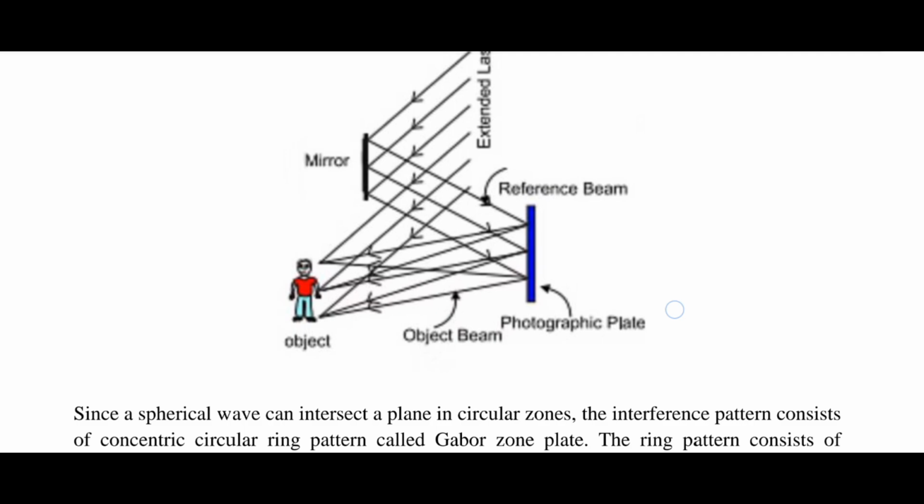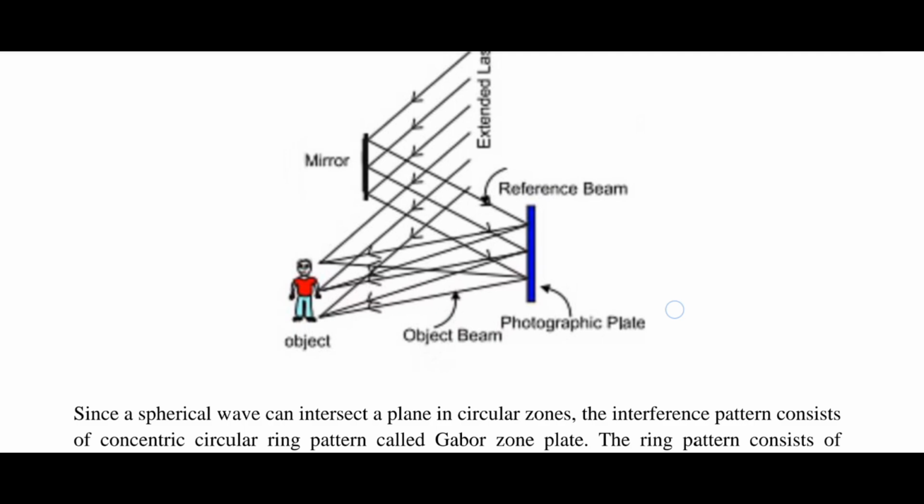The expanded laser beam is directed on this arrangement. A part of it falls on the object and on the mirror. Photographic film is placed so that it receives the reflected light both from the object and the mirror. The light reflected from the mirror will be of plane wavefronts. This is called the reference beam.